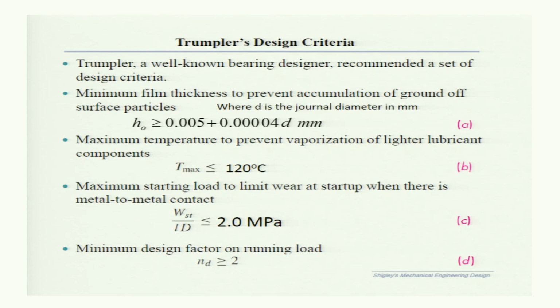Now, Trumpeter's design criteria provide us some limiting conditions. Trumpeter, a well-known bearing designer, recommended a set of design criteria. The minimum film thickness to prevent accumulation of ground surface particles is given by: H0 should be greater than or equal to 0.005 plus 0.00004 D. D is the journal diameter in mm, and this H0 is also in mm.